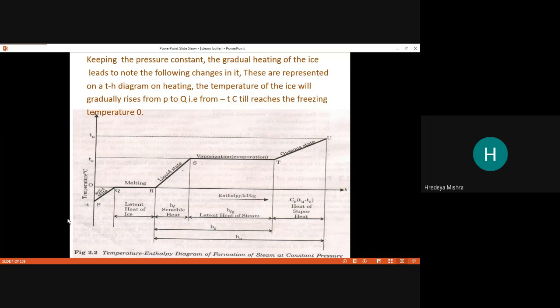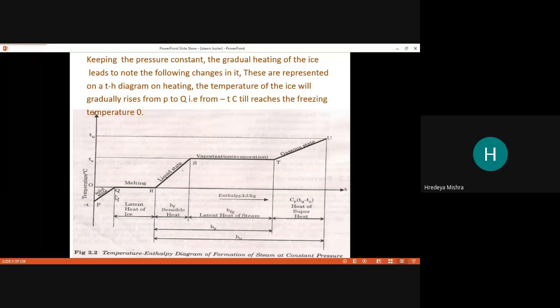So the meaning is that here the temperature T is in the minus, means below 0 degree. Then we apply the heat, and we get 0 degree ice here, means the temperature of the ice is 0 degree. Then what happens? See here, melting is there.